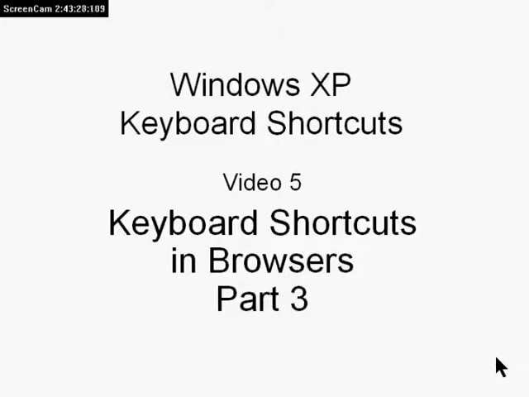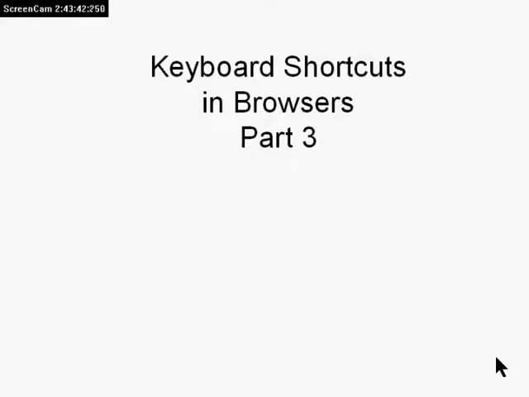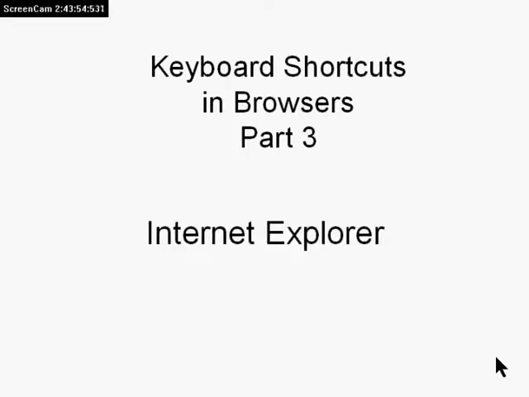This is Keyboard Shortcuts Video 5. In Video 4, All Browsers Part 2, we had a look at Internet Explorer's address bar and tabs, and I showed you how to navigate around websites and tabs using keyboard shortcuts. Now in Part 3 of the browser videos, we're moving on to searching and history and menu commands, again using keyboard shortcuts. Again in Internet Explorer.